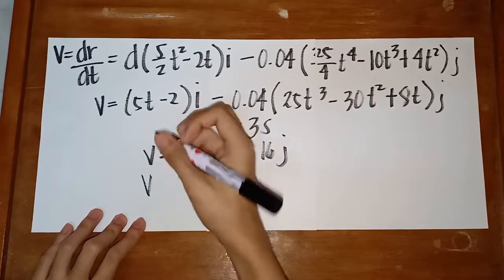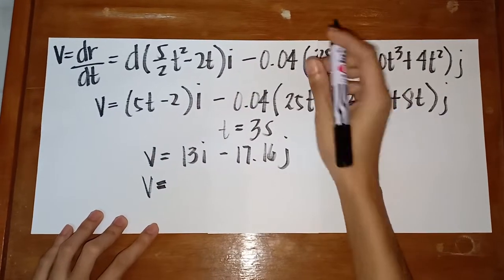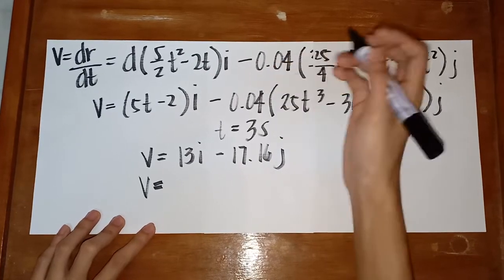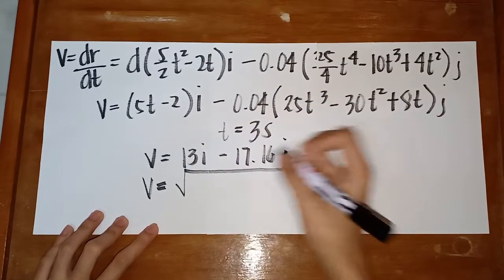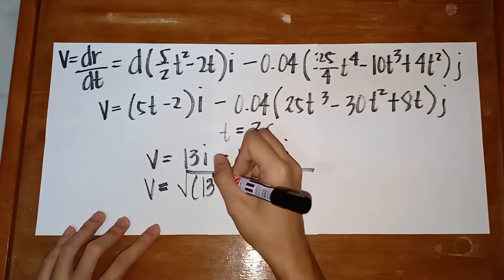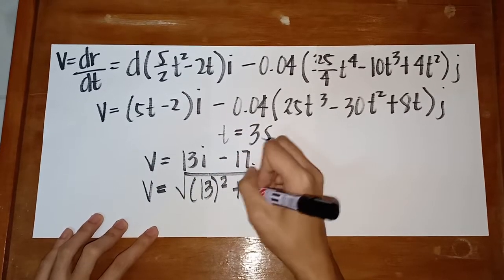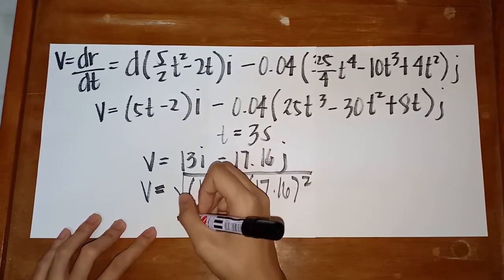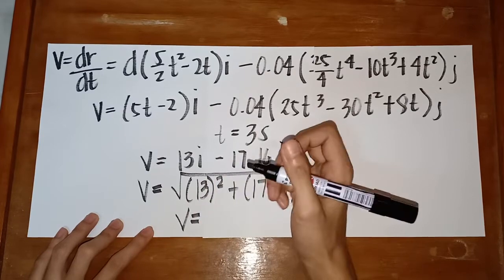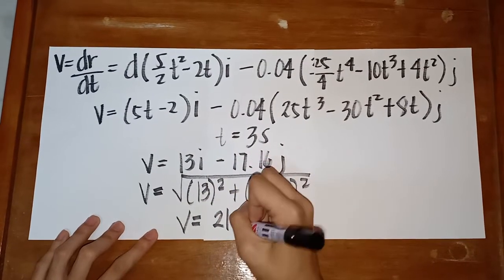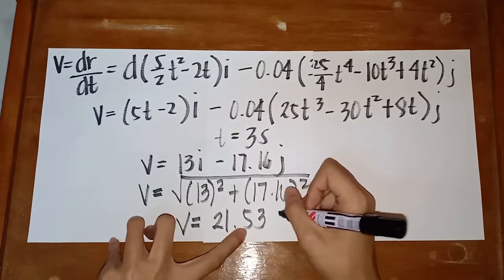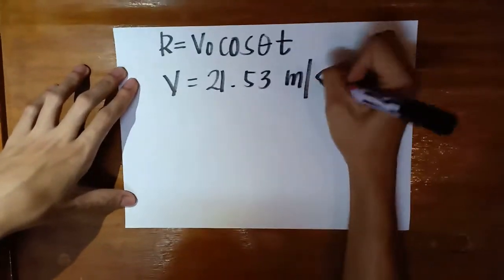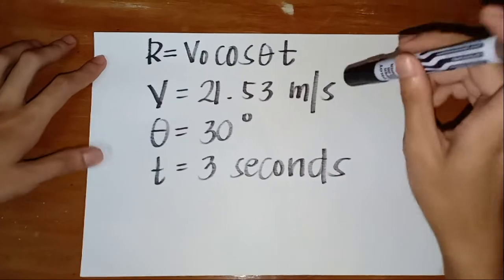Kukunin natin yung square root ng sum of the squares ng kanilang component. So, ito, magiging 13 squared plus 17.16 squared. Kapag in-input nyo yan sa calculator nyo, makakuha kayo ng velocity na 21.53 at ang unit is meter per second. Ayun, nakuha na natin yung velocity.